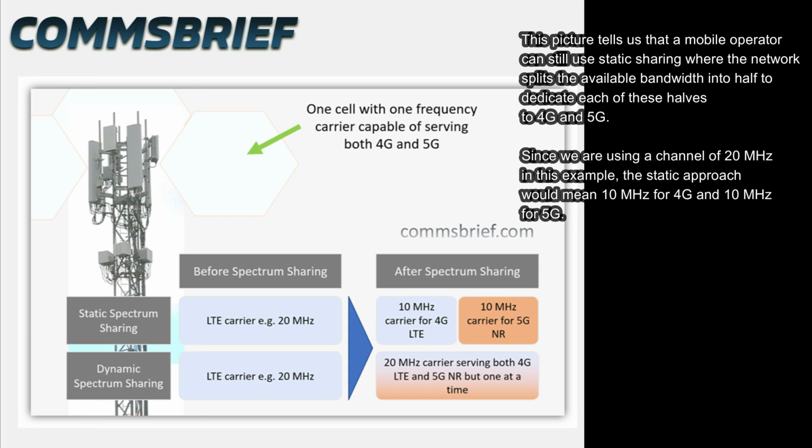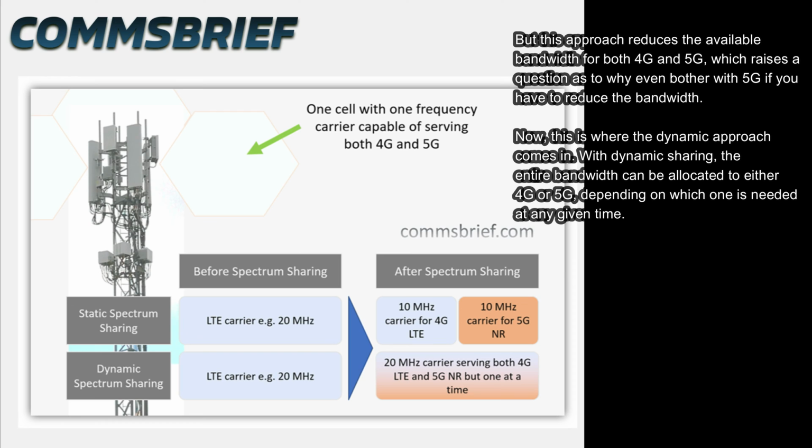This picture tells us that a mobile operator can still use static sharing, where the network splits the available bandwidth in half to dedicate each of these halves to 4G and 5G. Since we are using a channel of 20 MHz in this example, the static approach would mean that 10 MHz are assigned to 4G and 10 MHz to 5G. But this approach reduces the available bandwidth for both 4G and 5G, which raises a question as to why even bother with 5G if you have to reduce the bandwidth by using static sharing. Now, this is where the dynamic approach comes in. With dynamic sharing, the entire bandwidth can be allocated to either 4G or 5G, depending on which one is needed at any given time.